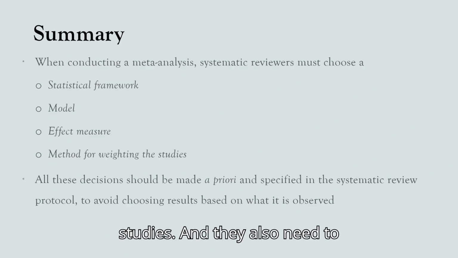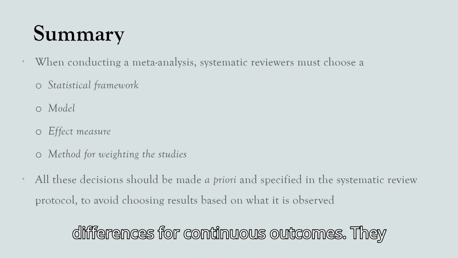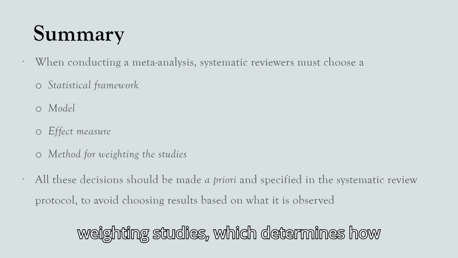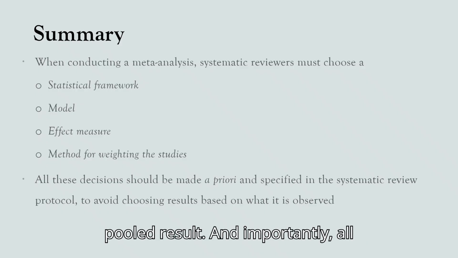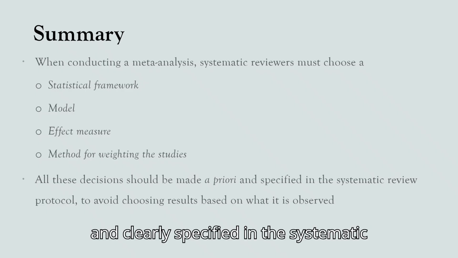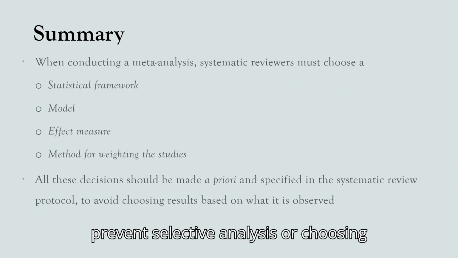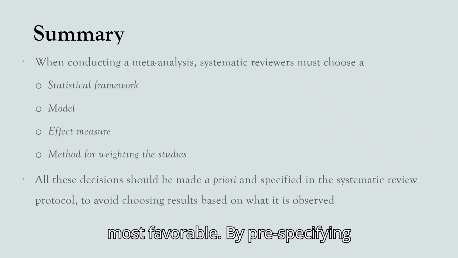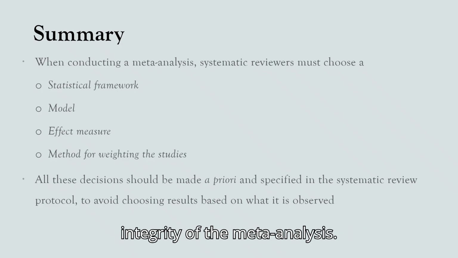And they also need to decide the effect measure, such as risk ratio for dichotomous outcomes or mean differences for continuous outcomes. They also need to choose the method for weighting studies, which determines how much influence each study has on the pooled result. And importantly, all these decisions should be made a priori and clearly specified in the systematic review protocol. This helps prevent selective analysis or choosing methods based on the results that look most favorable. By pre-specifying methods in advance, we improve the transparency, credibility, and scientific integrity of the meta-analysis.